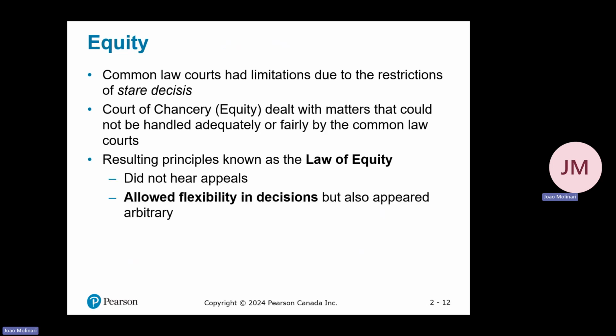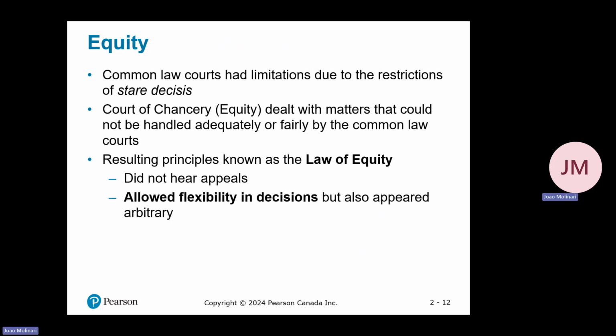So the king at that time created what was called the Court of Chancery, but this court doesn't exist anymore. If it doesn't exist anymore, why are we talking about it? Because the remedies and the law they created still exist. So the law of equity comes from the Court of Chancery. Even though it merged with the common law courts, we still have the law of equity. And the law of equity allowed, and still allows, some flexibility in the decisions.